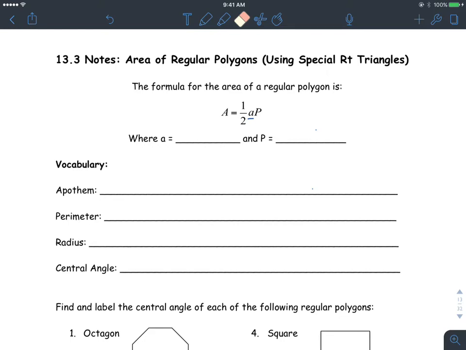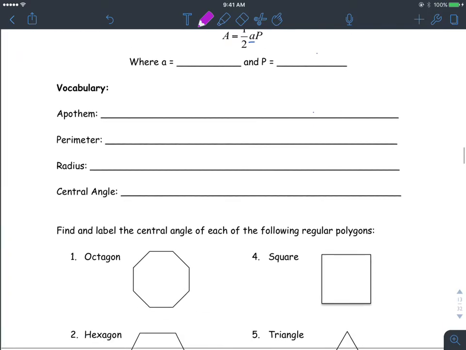All right, here we go. We've got area of regular polygons. We're going to find the areas using special right triangles. Now before we can talk about the formula, we kind of need to know what some of the pieces of the formula mean.